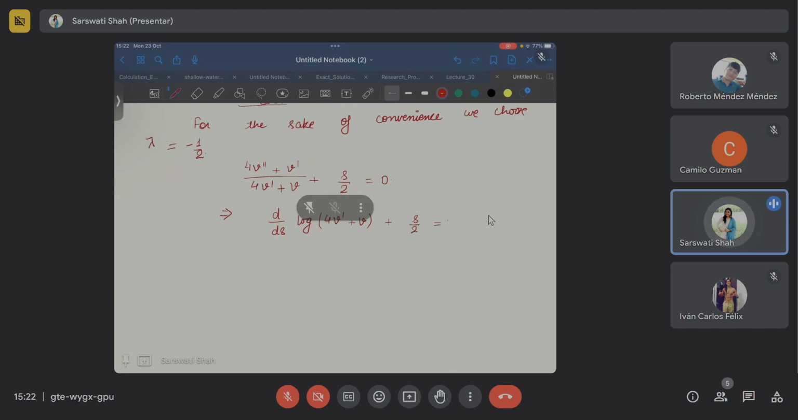s over 2 is equal to 0. Can we write this like this? Okay, so now you already know, if we can write it in this way, then it would be log of 4v dash plus v plus integration of s over 2.